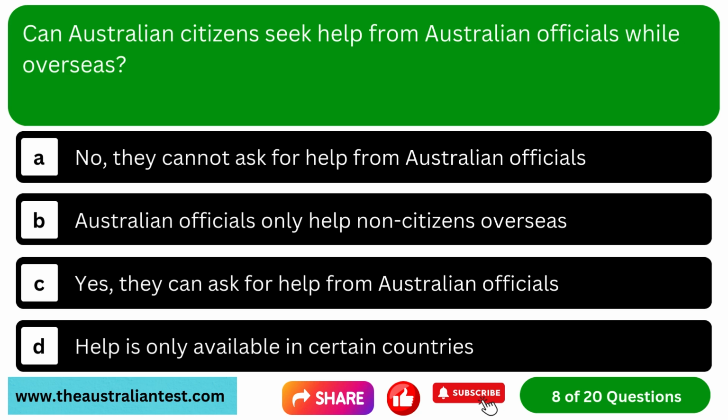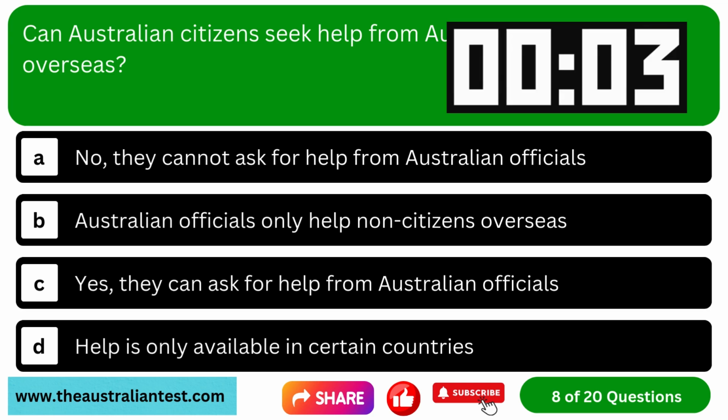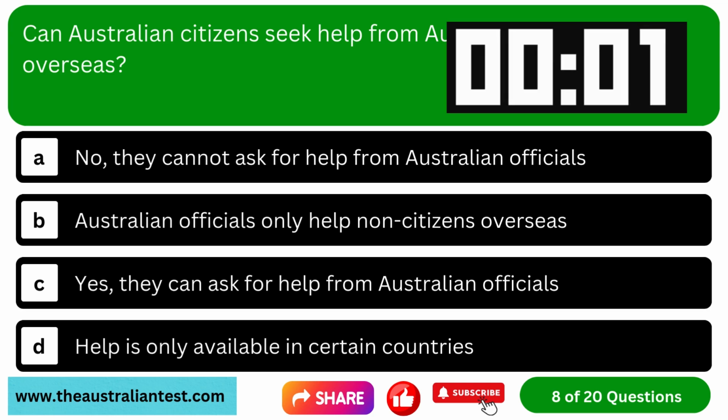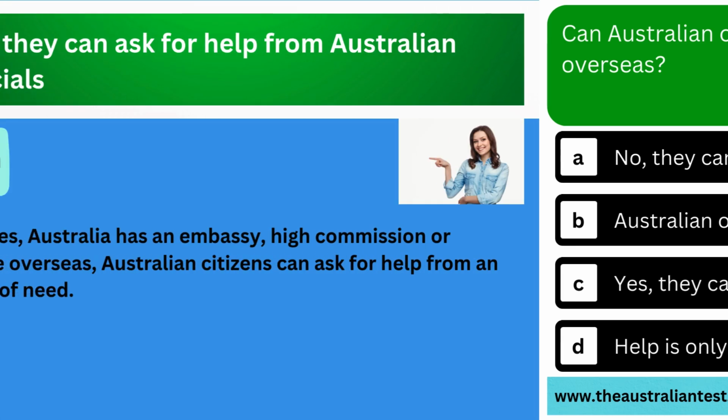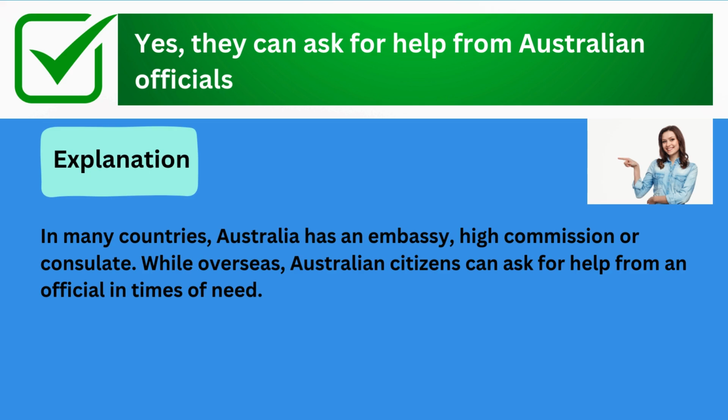Question 8. Can Australian citizens seek help from Australian officials while overseas? Option A, no, they cannot ask for help from Australian officials. Option B, Australian officials only help non-citizens overseas. Option C, yes, they can ask for help from Australian officials. Option D, help is only available in certain countries. The correct answer is yes, they can ask for help from Australian officials.